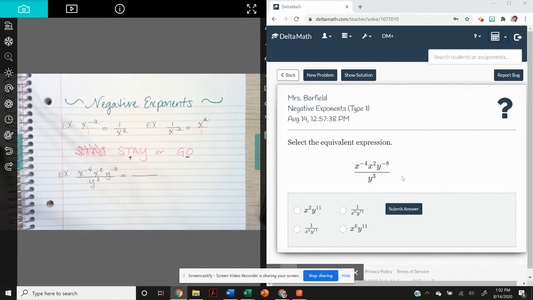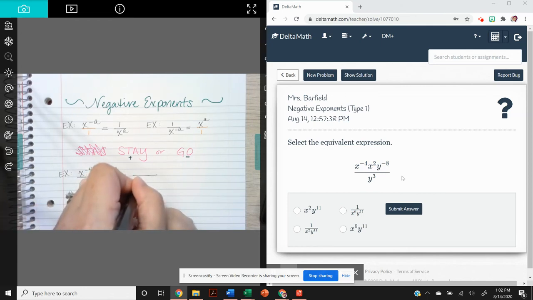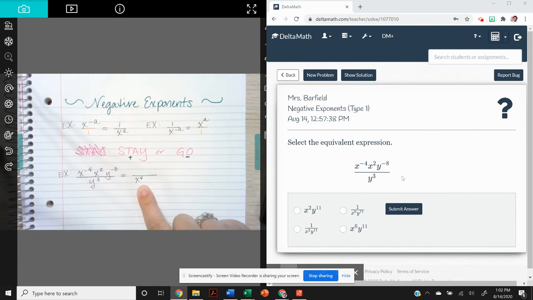All right, so I always write down my fraction bar first. Now I start here and I don't do anything else in the problem. You might have other teachers who will start marking things, but no. We're going to start the problem this way. X to the negative 4, does it stay? Does it go? Well, it's negative, so it goes to the bottom. And look how I wrote it. I wrote it with a positive exponent because when it goes, it changes.